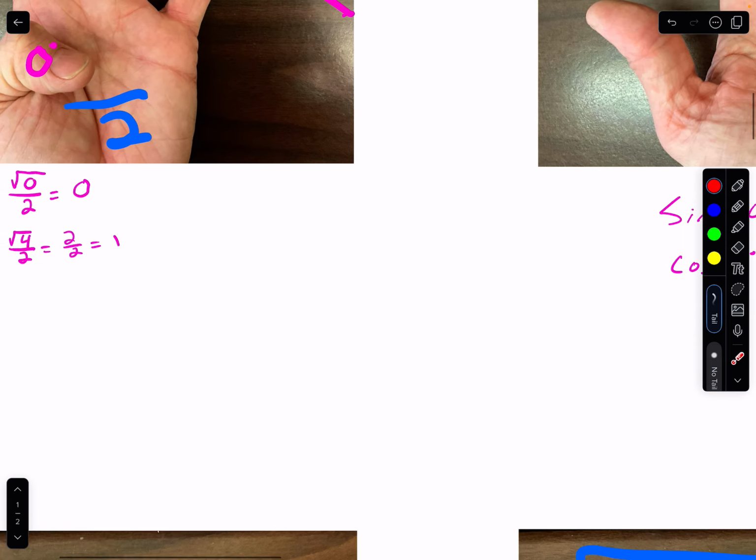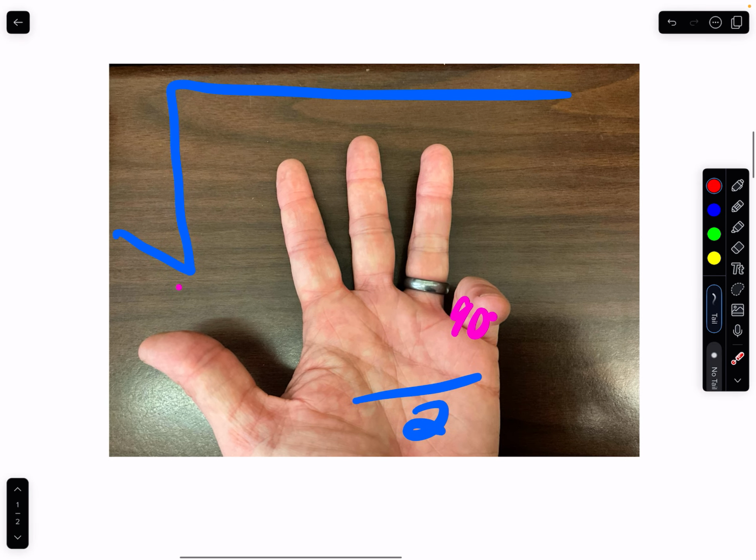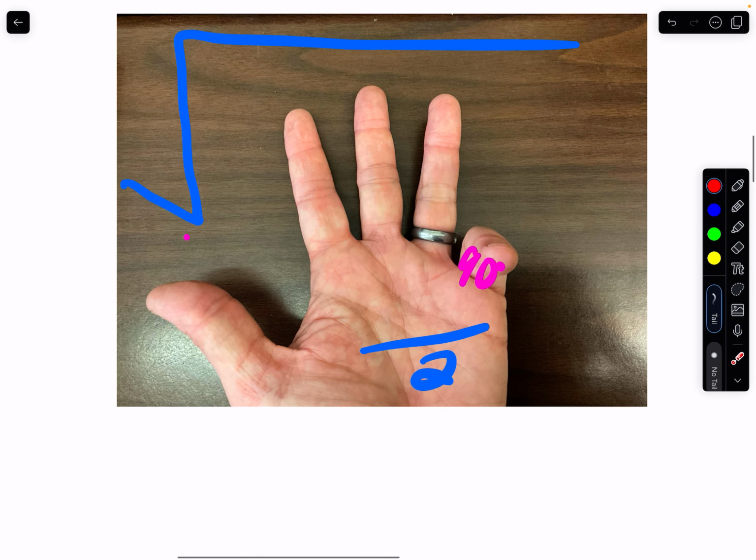And then the last one is what happens if we get to 90 degrees. For 90 degrees, we would put our pinky down, and we'd ask, what is the sine of 90 degrees? Well, I'm just going to count here. How many fingers do I have up? 1, 2, 3, 4 fingers that are up. So the square root of 4 divided by 2. Square root of 4 is 2, divided by 2 is 1.